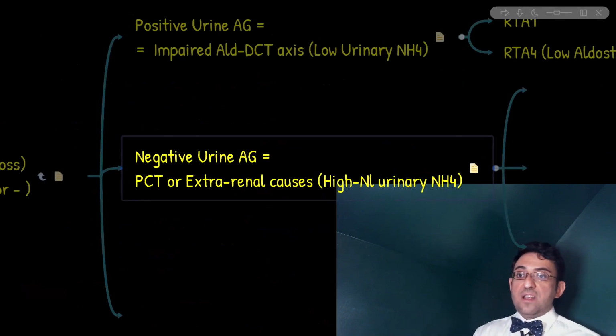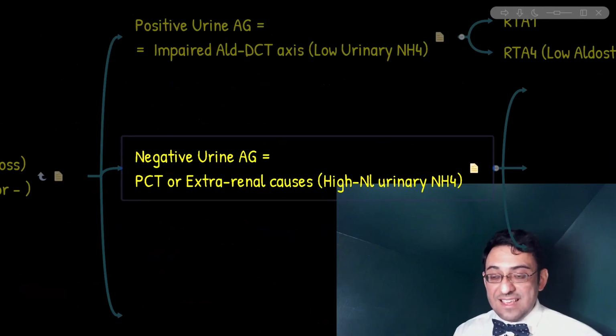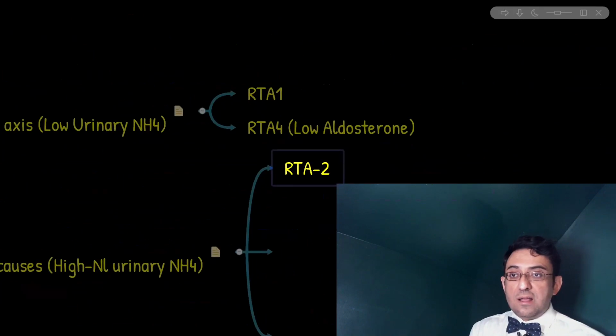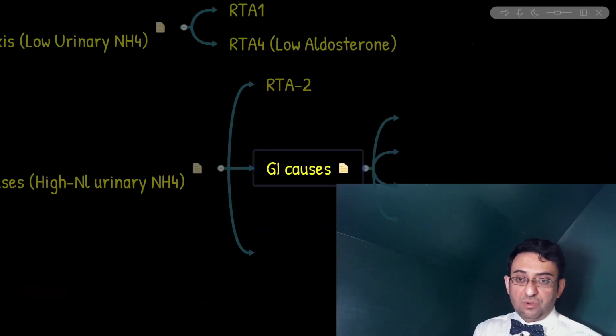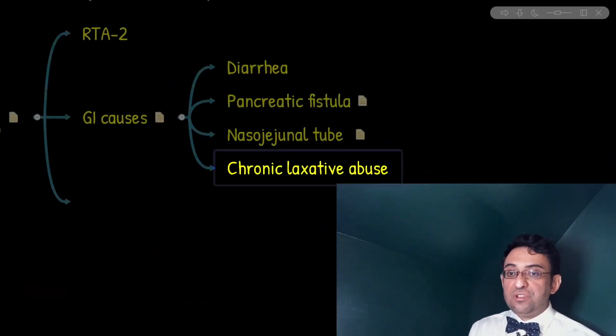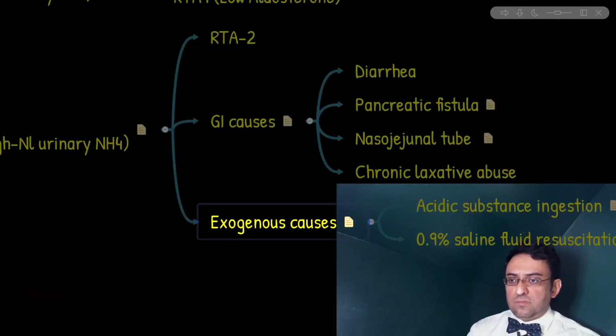On the other side, if our non-anion-gap metabolic acidosis is associated with negative urine anion gap, or a urine osmolar gap that is increased, or the value is more than 400, or we have measured the NH4 plus and we have high to normal urinary value of this buffer, we are dealing with either proximal or type 2 renal tubular acidosis, or GI causes such as diarrhea on top of the list, followed by pancreatic fistula, nasojejunal tube, or chronic laxative abuse.